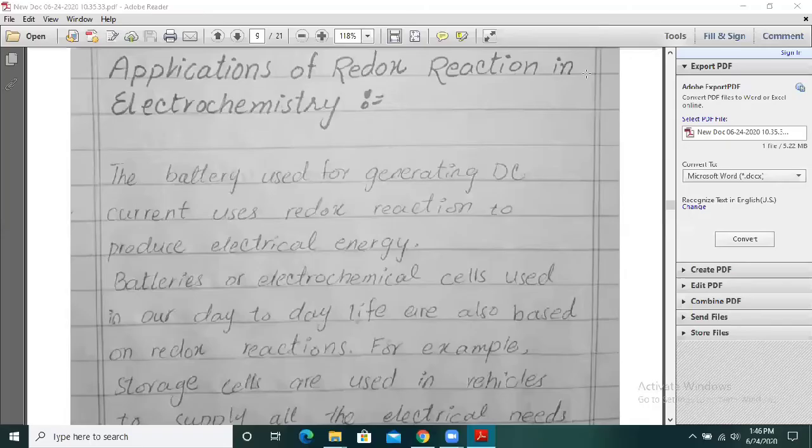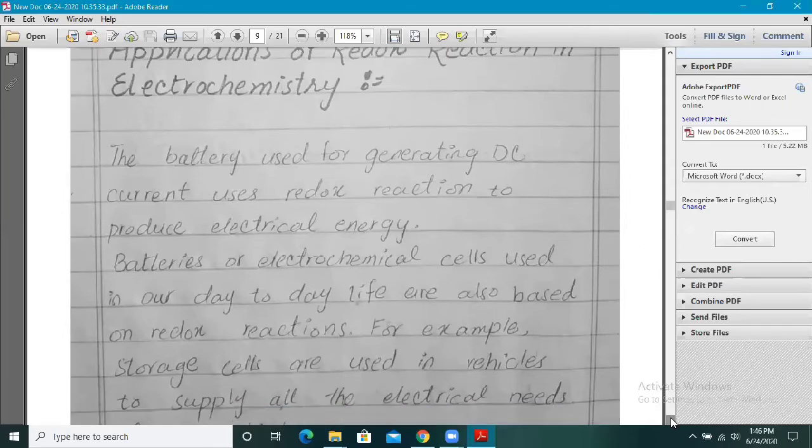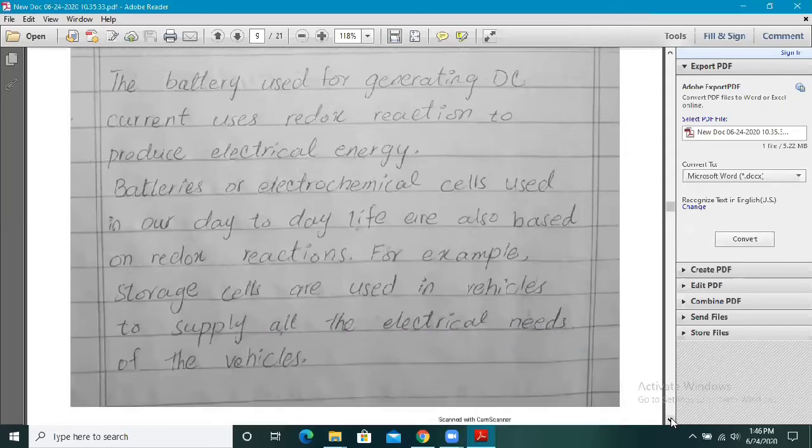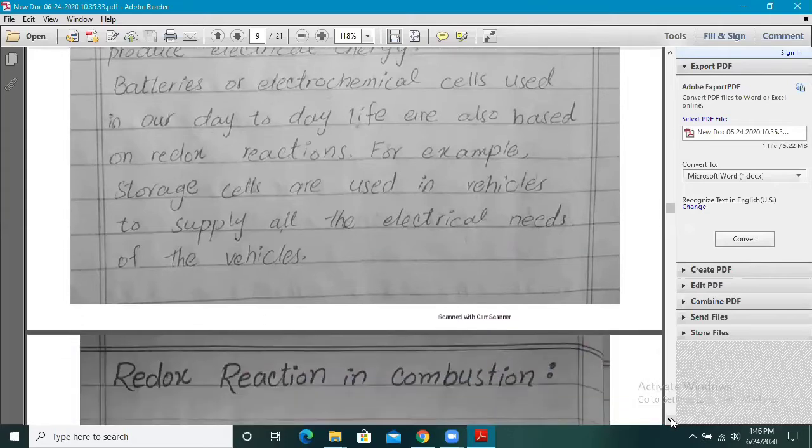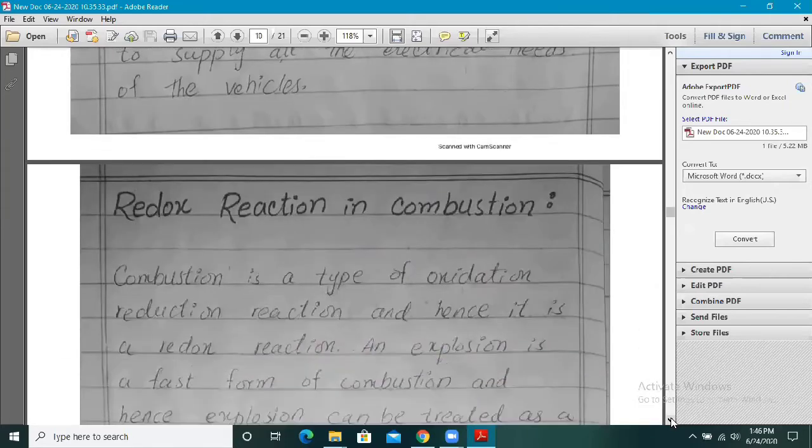Now we have the application of redox reaction in electrochemistry. The battery which we use for DC current is used in a vehicle, and all the process and work that the vehicle performs is because of the DC current that we use, and the storage cells are used in vehicles. Redox reaction in combustion.